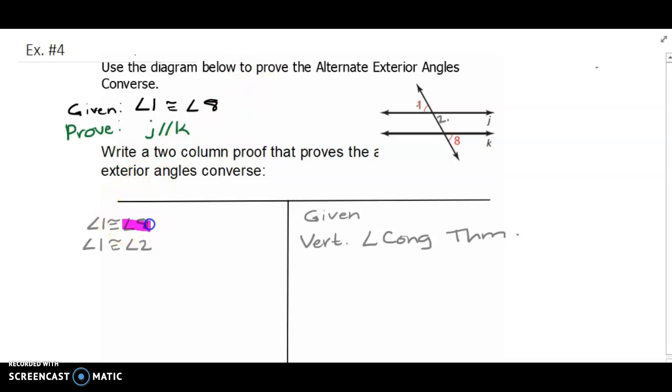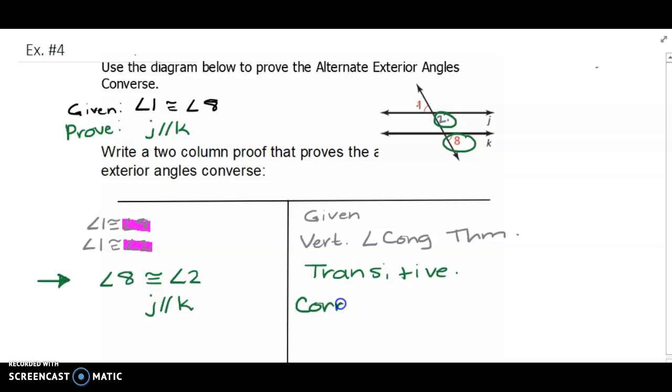Now I know that angle 1 is congruent to angle 8, and angle 1 is also congruent to angle 2. Therefore, angle 8 has to be congruent to angle 2 by the transitive property, or if you like substitution, substitution will work there too. Well, guys, if I look up in this diagram, what is the relationship between angle 2 and angle 8? Angle 2 and angle 8 are corresponding angles, and the corresponding angles converse theorem tells us if corresponding angles are congruent, which we've shown right here that they are, then the lines are parallel, so I can conclude that J is parallel to K by the corresponding angles converse theorem.